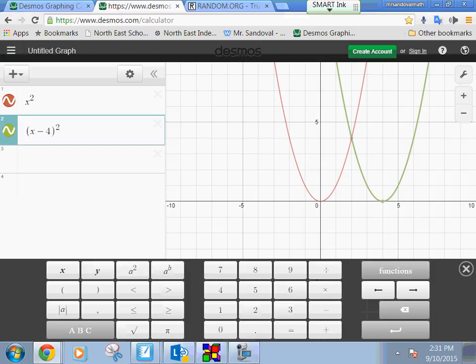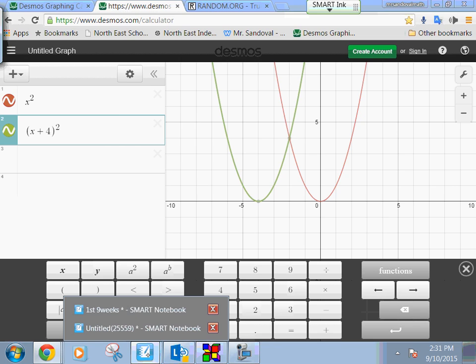But now notice what it did. It shifted my graph to the right 4 units. So that's one of the things that happens when I added the negative. Now let's see what happens if I change this over to the positive. What do y'all think is going to happen? Yeah, it's going to shift it over to the left. So the transformation that actually occurs is that it translates the graph left or right. That's really what it does.